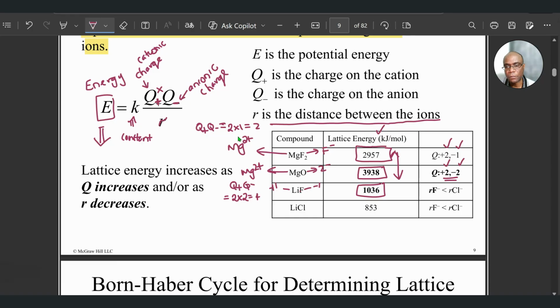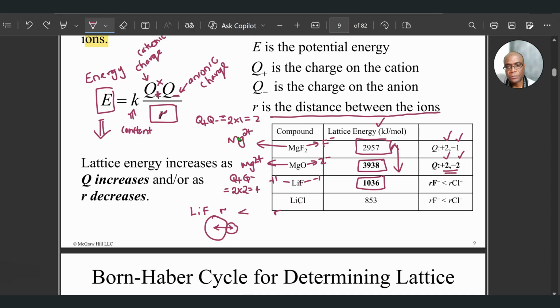However, if you're comparing lithium fluoride and lithium chloride, the R factor comes in, because R is the distance between ions, and fluorine is smaller than chlorine. So let us look at lithium fluoride, for example. Lithium could be this size, fluorine could be smaller like this. So the internuclear distance, R here, could be shorter. Compare that to lithium chloride, where that is your lithium, for example, and this is your chlorine, slightly bigger than fluorine. The internuclear distance will be longer.